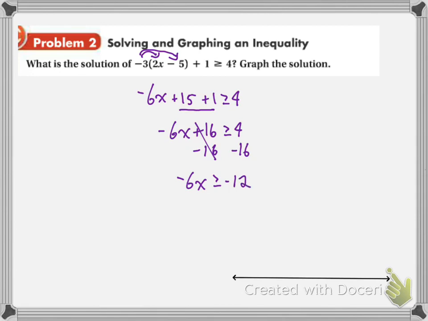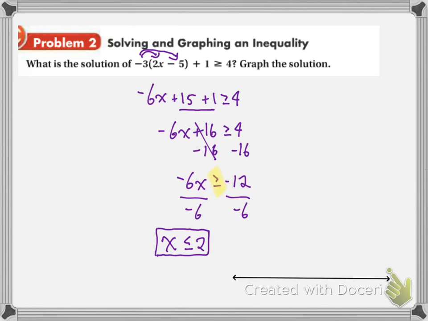Now my last step to get x by itself will be to divide by -6. When I do that, keep in mind, since I'm dividing by a negative number, this inequality is about to flip. So I'm finally left with x ≤ 2. If you want to double check that it's correct, plug 2 or 1 or any number less than 2 into the original inequality and see if it holds up.